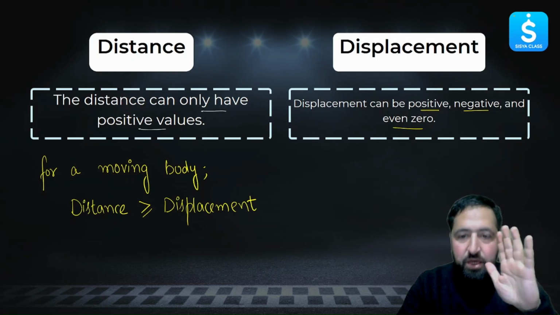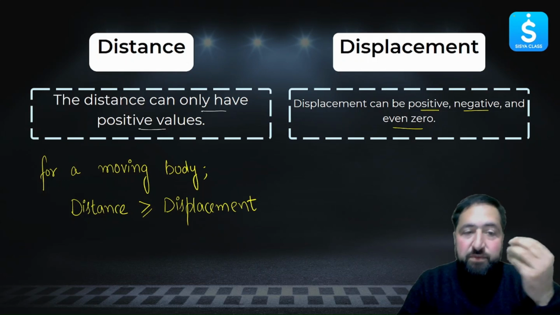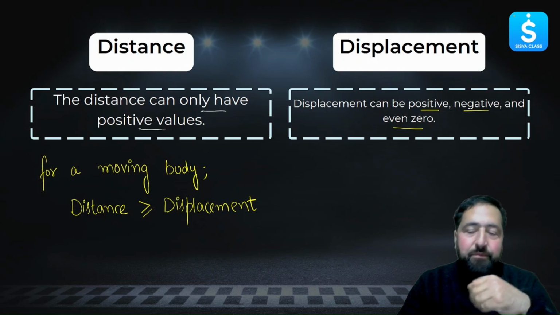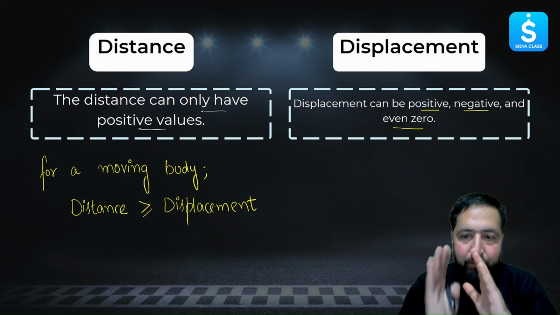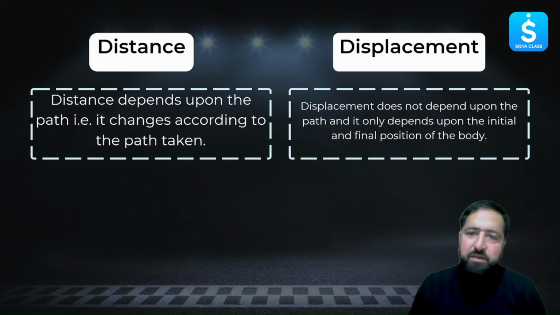That you should know. Why? Because displacement can be 0 as well. Displacement can be negative as well. But distance will always be positive. Got it? Very good. We will see some questions on this.